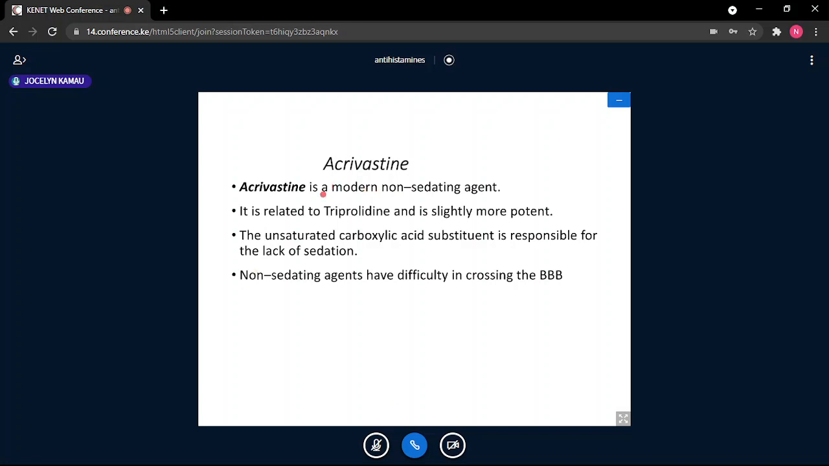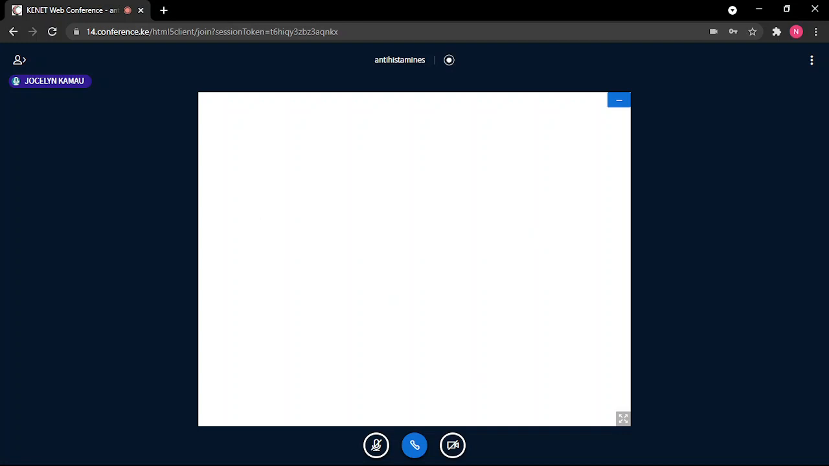So acrivastine is a more modern non-sedating agent compared to generation 1. It is related to triprolidine and it's slightly more potent. Carboxylic acid substituent is responsible for the lack of sedation. Non-sedating agents have difficulty in crossing the BBB. Nothing new. That's all we have said.